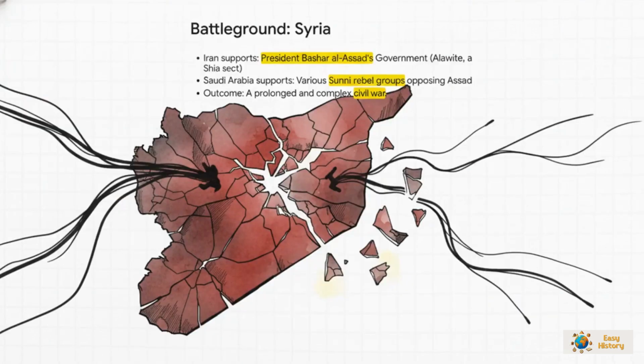Over in Syria, the civil war there became another proxy battleground. Iran, along with Russia, jumped in with critical military and financial support to keep its key regional ally, President Bashar al-Assad, in power. At the same time, Saudi Arabia and its allies were funding various rebel groups trying to overthrow him, which just prolonged a brutal, horrible war for years.